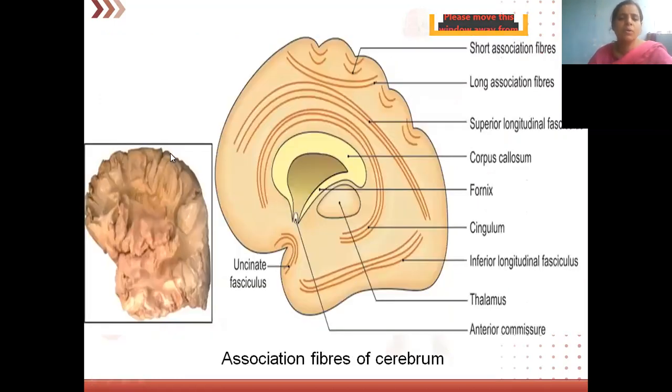You can see when you take the cut section of the medial side of the brain, the corpus callosum you will see in the right half of the brain. The corpus callosum is seen even on the left half of the brain. What does it mean? That means the corpus callosum is connecting the right and left cerebral hemispheres. This is the largest commissural fiber of our body.